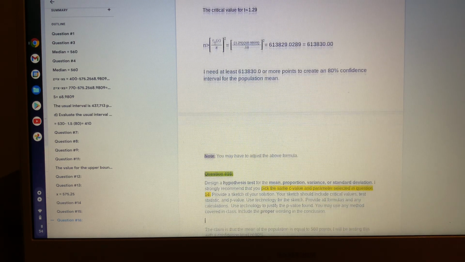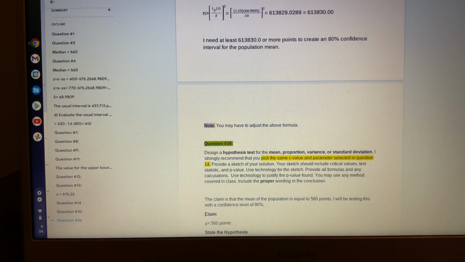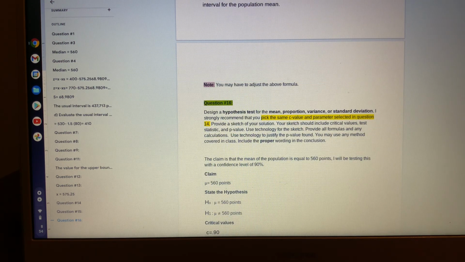As I move on to question 16, it had asked for a claim and to do the hypothesis test for the mean, which I decided to do for the mean again. And the claim is that the mean of the population is equal to 560 points. I will be testing this with a confidence level of 90%. Here is my claim, which is my mean equals 560 points.